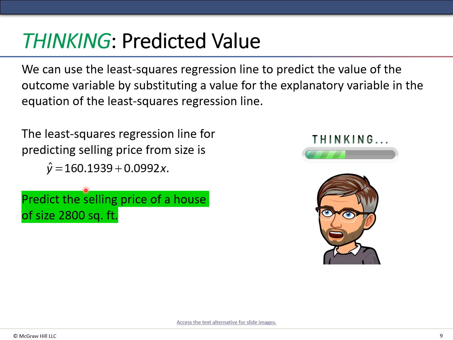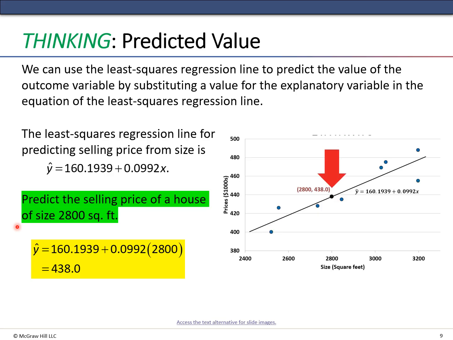Remember, the size of a house represents the x value. That's the only variable we need to plug in because we want to find the predicted selling price, which is the y variable. So we just plug in 2,800 for x and calculate. So based upon the data we collected and having a strong positive linear association with a correlation coefficient of 0.90, we predict that a house of 2,800 square foot should sell for about $438,000.